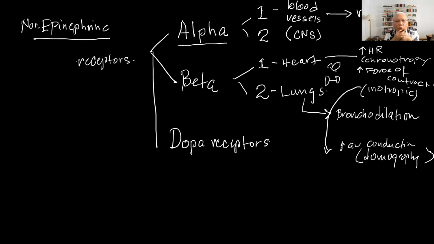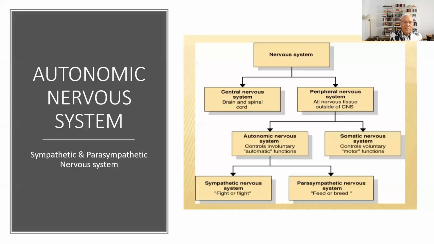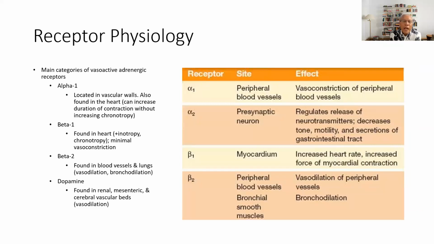Okay, so these are the effects of norepinephrine on these receptors. And the last receptors are the dopa receptors, or dopamine receptors. The dopamine receptors are going to be more abundant in your kidney, for example. So when it does go into the kidney, it causes an increase in the circulation in the kidney, or renal perfusion. So these are the effects of the epinephrine.